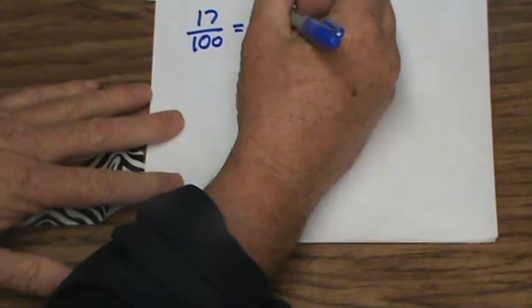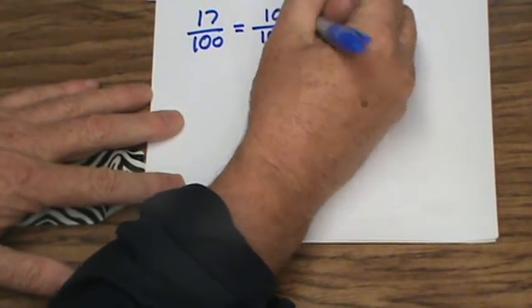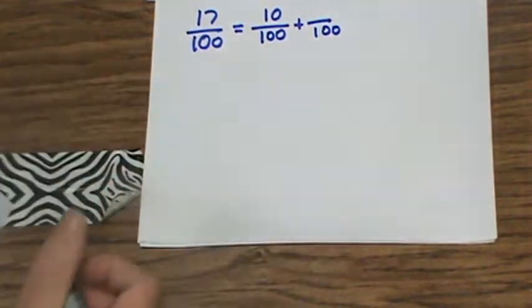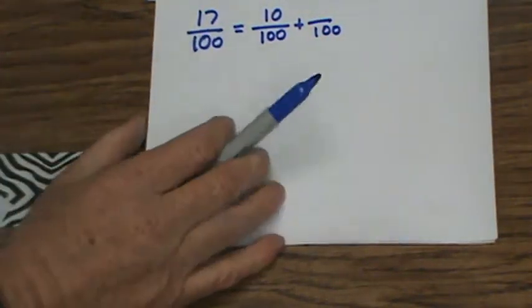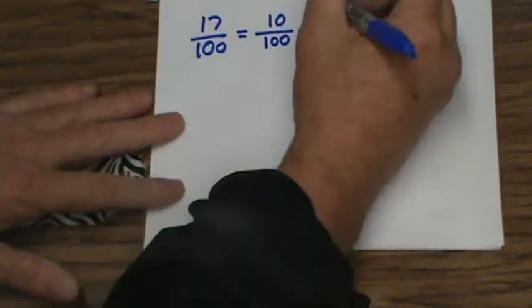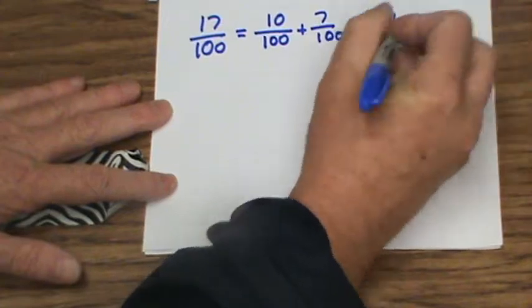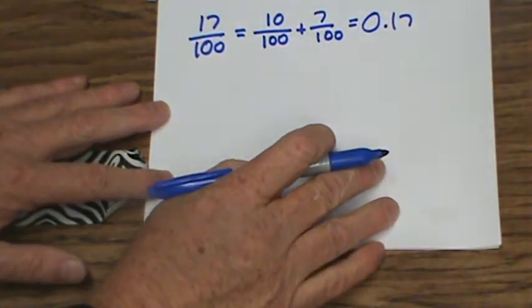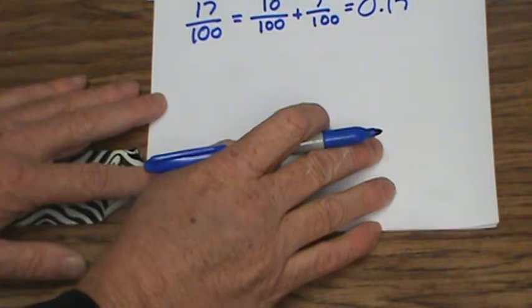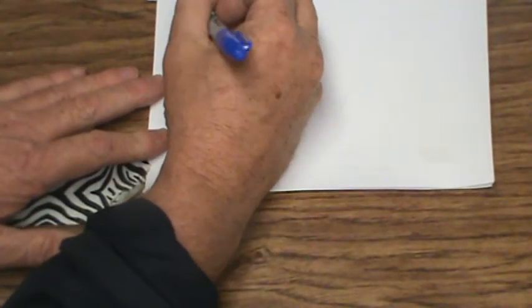Okay, we have 10/100ths plus something hundredths. Well, think about it. 10 plus what is 17? Well, 10 plus 7. And of course, in decimal form, that would equal 0.17, or 17/100ths. Let's continue with this. We'll do one more, or two more.